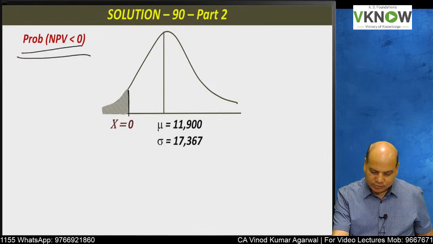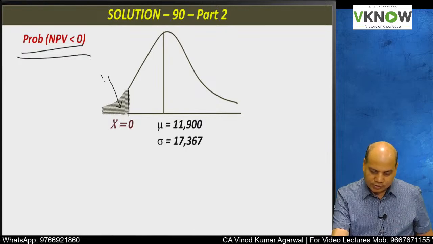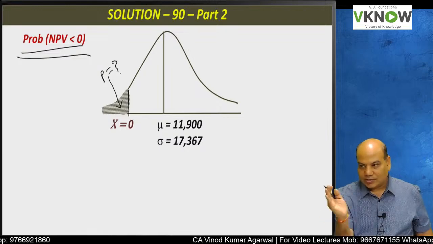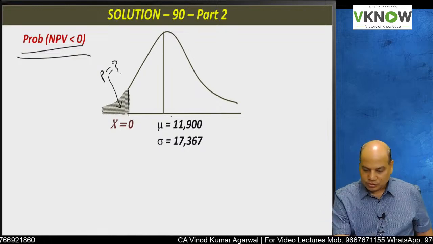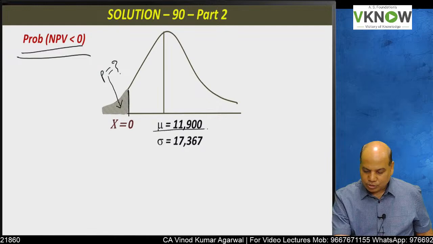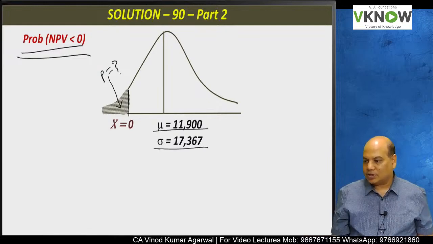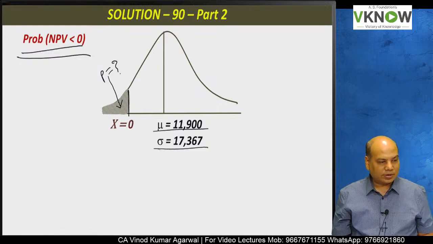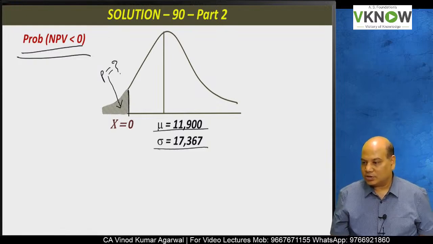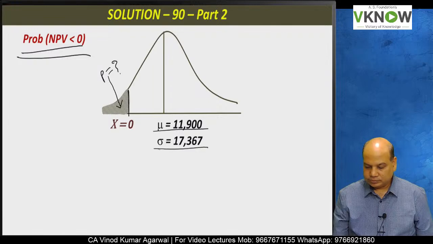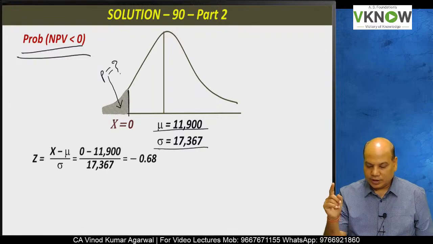So we are here. We need to find the probability of this area less than 0. In the center write mu equal to 11900. Standard deviation, write 17367. First you find the Z value.